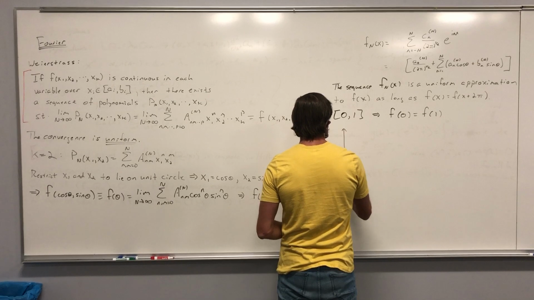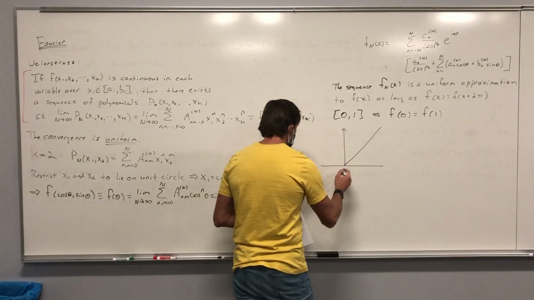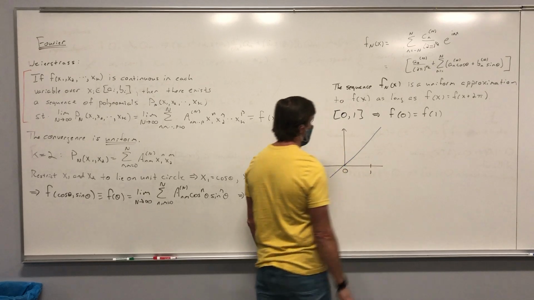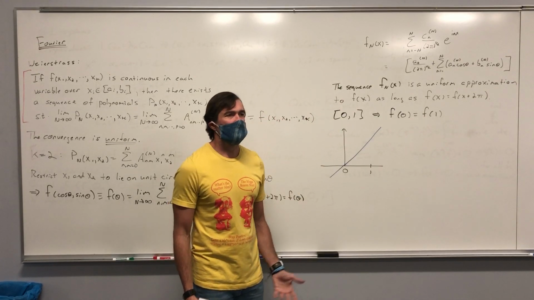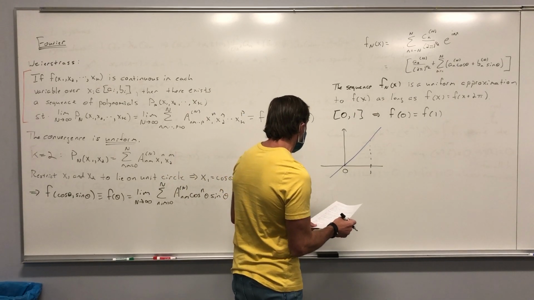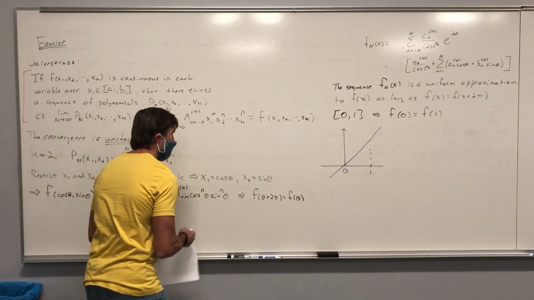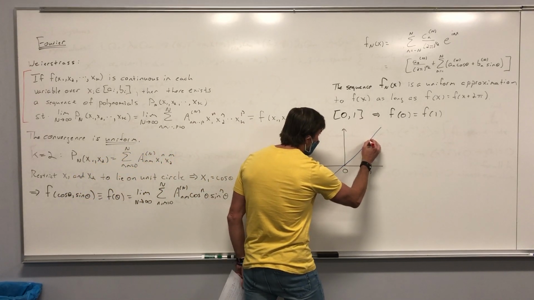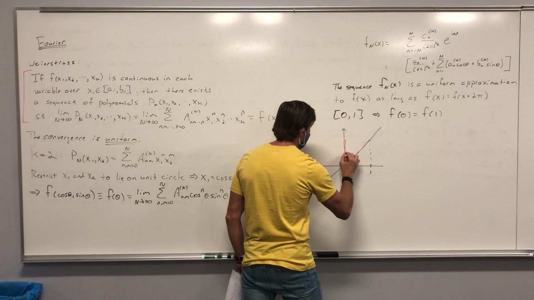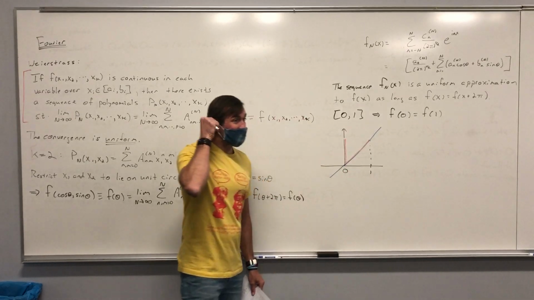So consider the following. So consider the line. Does the line satisfy this? No, it doesn't. Well, wait a minute. I can approximate the line by something which satisfies this. Check this out. Because this red line has the same values at 0 and 1.